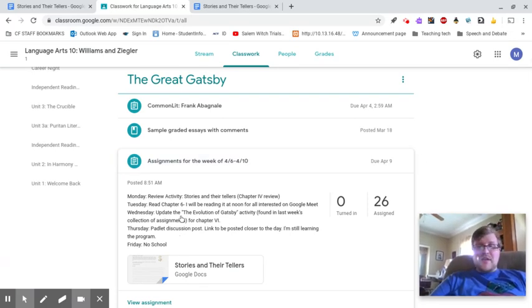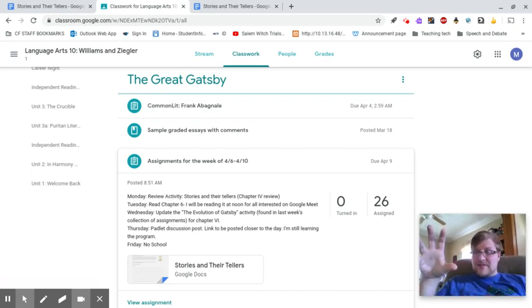Wednesday, I want you to update the evolution of Gatsby with the information from chapter 6. Thursday, I'm going to post a link to something called Padlet, which is kind of like a posting forum where you can post a question about anything we've read so far. And then I want you to answer 2 questions from other people. And then you have a 4-day weekend. And that's awesome.